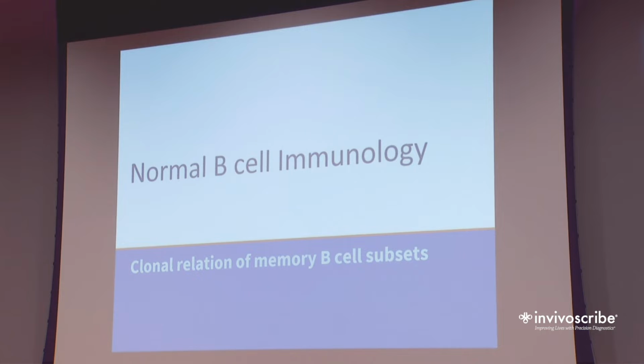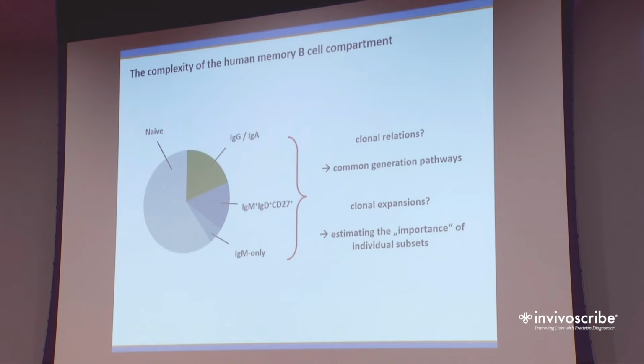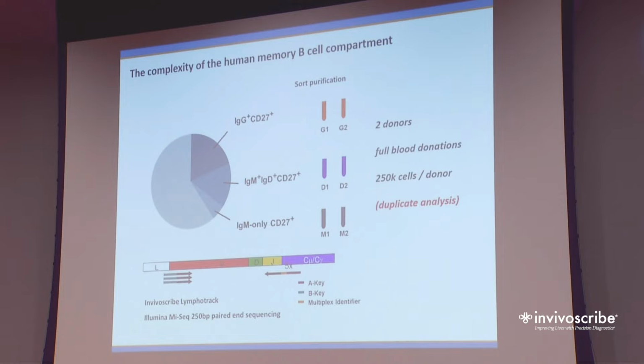So now we wanted to find out more about the clonal relation and the clonal expansions of these subsets. Especially, we want to understand if there are common generation pathways between these subsets, or also estimate clonal expansion as a matter of importance of an individual subset. So how did we do this? We sorted each of these subpopulations, and we used duplicate analysis. That's very important for the proper statistical evaluation. And then we performed VDJ gene deep sequencing, for example, with the Invivoscribe LymphoTrack assay.